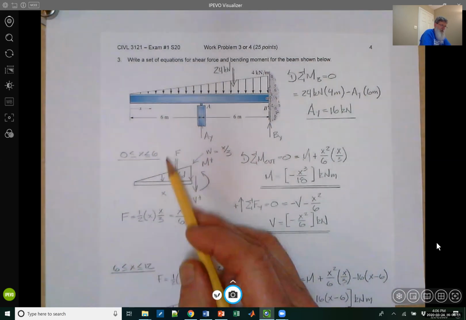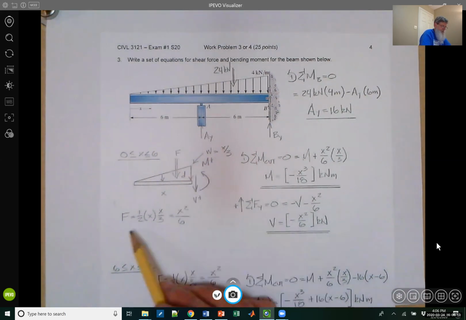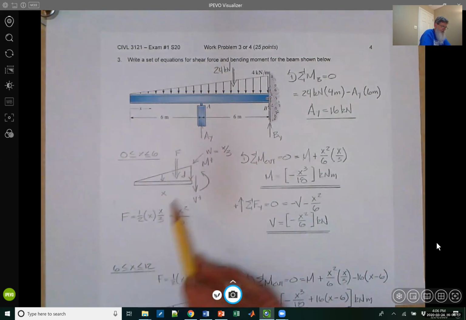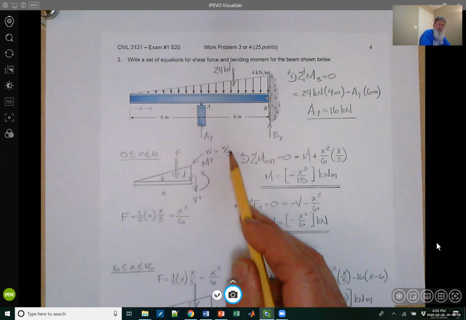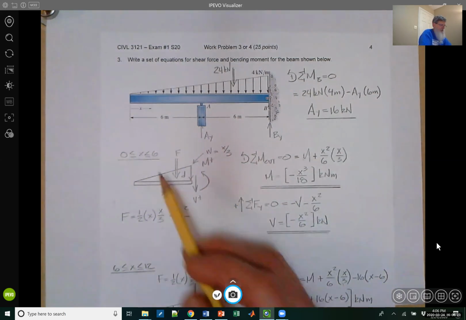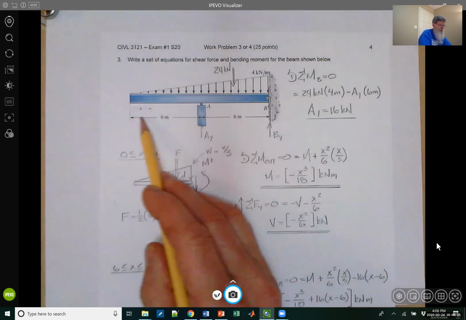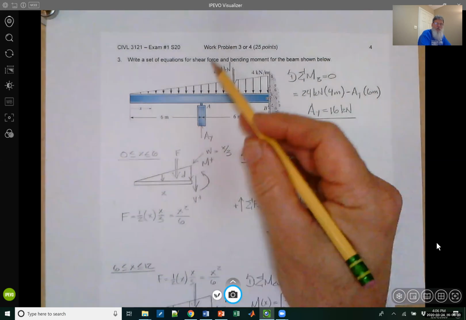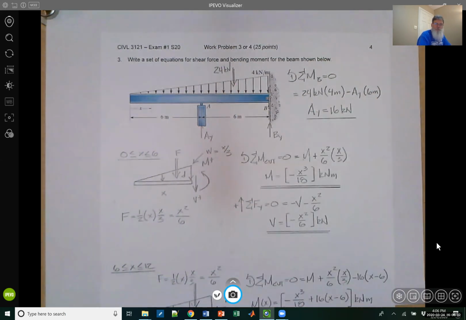So therefore, this concentrated equivalent force is triangle, so 1/2 base x, height x over 3. So I get a force of x squared over 6. And you can check that. If you think x is 12, you put 12 in there, you get 24, which is the same value we got earlier when we looked at the whole structure.